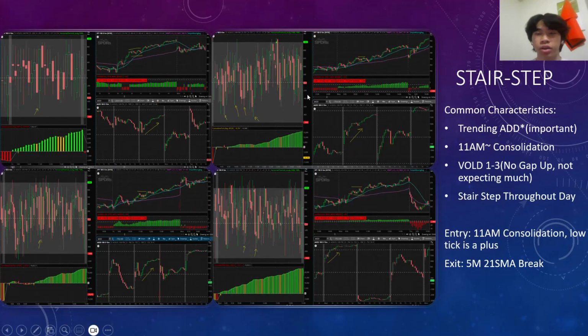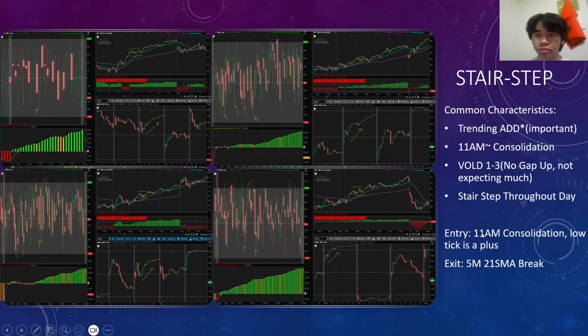Stair step. So stair step is when it doesn't have a gap up. And when it doesn't have a gap up, the VOLD is pretty suboptimal. Usually it's at least positive, but not the best. It's not above 3 or anything. And because of that, a trending ADD is very important. You want to see very strong ADD migration, and you want the setup to look like a stair step throughout the day. See how it's stair stepping, prices going upwards and upwards.